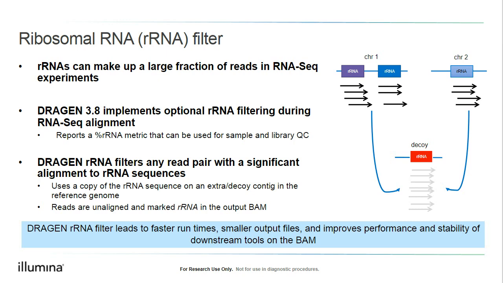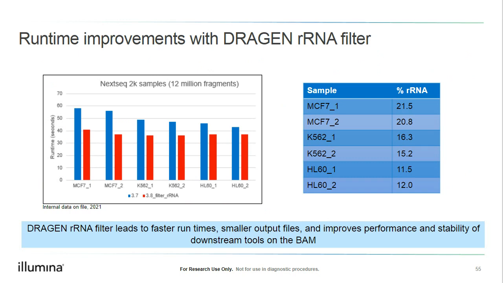The main purpose of this is that you will get faster runtimes, you will get smaller output files, and improved performance and stability of downstream tools that do not need to worry about these rRNA reads. This is extremely important because in some of the experiments that we have done, you can see that the percentage of rRNA goes all the way to about 20%. So now we have a capability built into DRAGEN to help you filter those out.